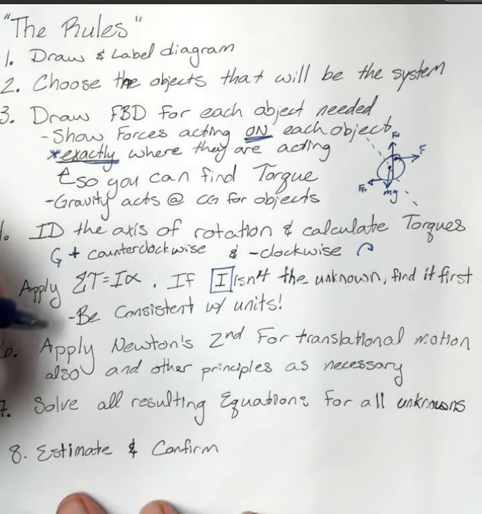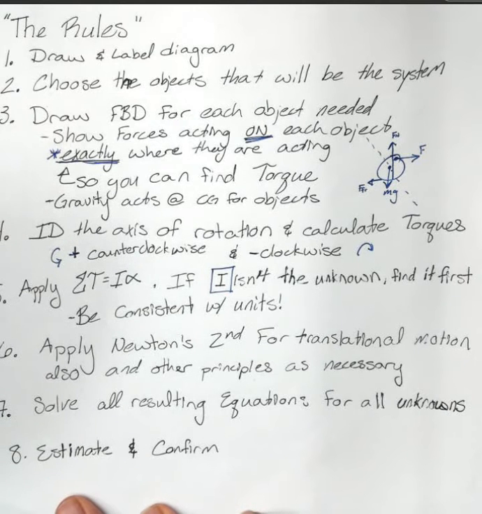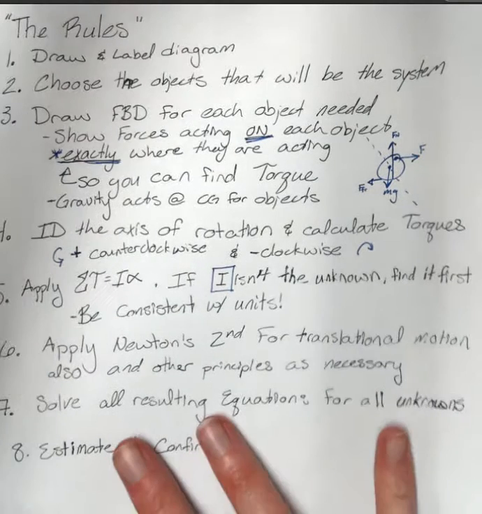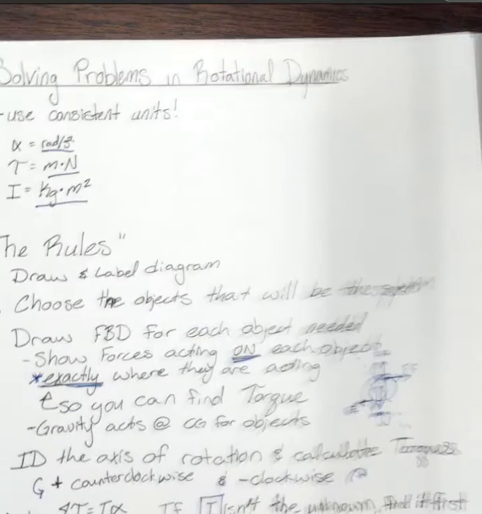You're going to apply Newton's second law for translational motion also, because some problems will have both rotational and translational motion in them. In fact, the lab that's coming up for you guys is going to be exactly like that. And we're going to take a look at some example problems where that occurs. For any equation that you have, even if you have to use substitution, you're going to solve for all of your unknowns. And once you have your values and you have your units for your values, take a look at them and decide if they're reasonable.